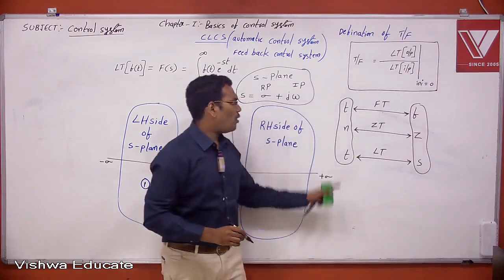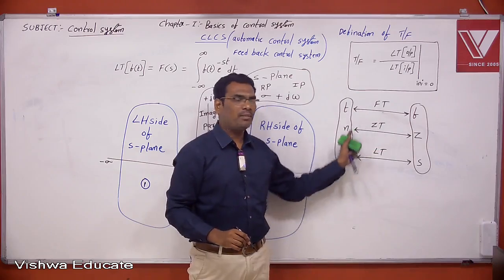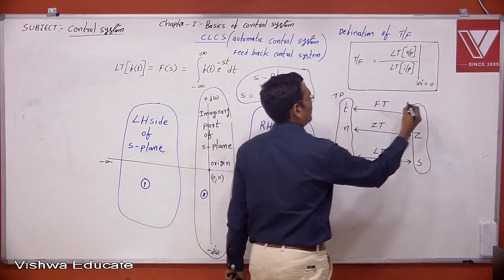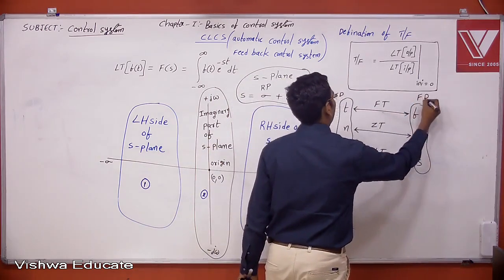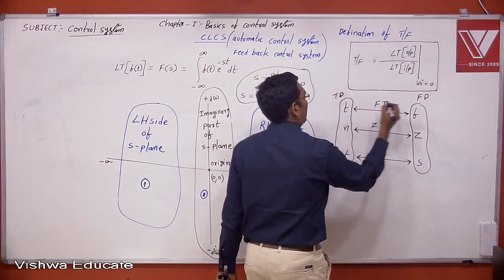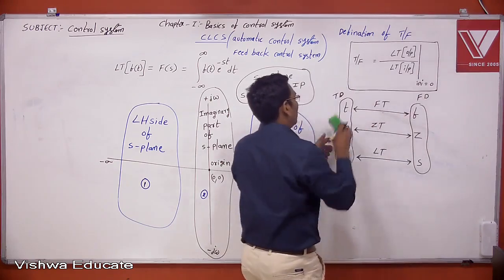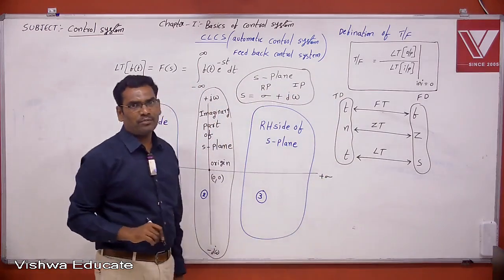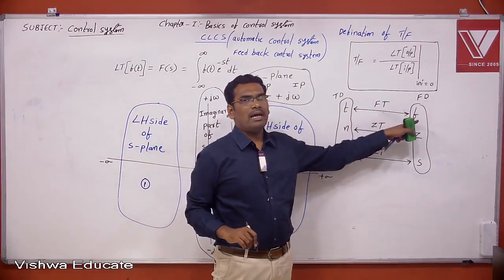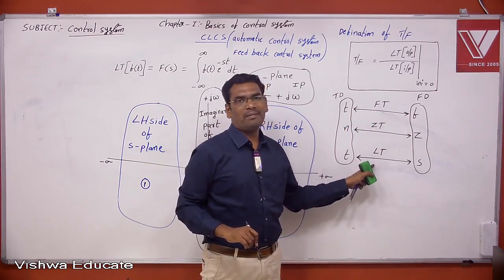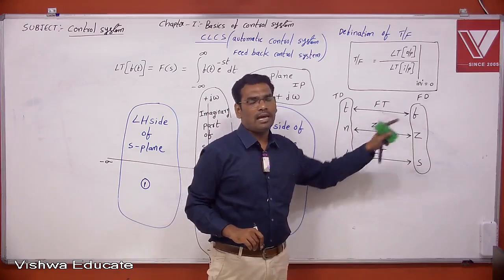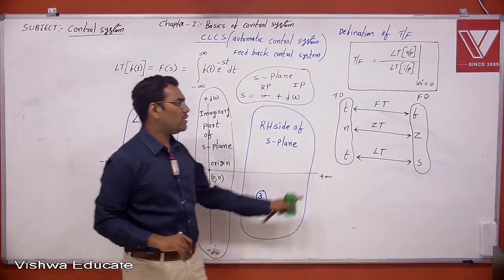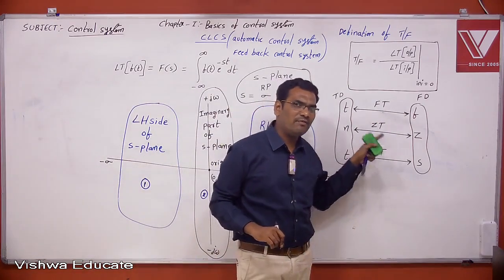Is it right or not? All these transformations change from one domain to another domain. This is the time domain and this is the frequency domain. The Fourier transform, Z transform and Laplace transformation change from one domain to another. Therefore, sir, are there any advantages of this transformation? Why are we changing from one domain to another domain?